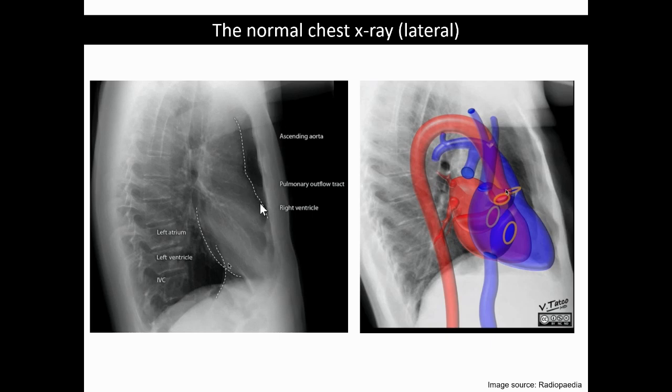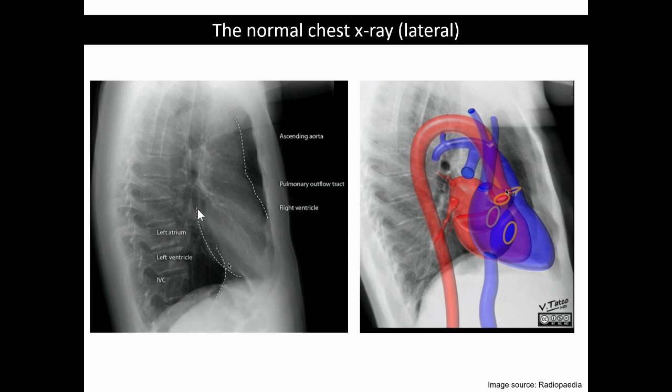Now over here you can see that behind the sternum the right ventricle projects, and then you can see the pulmonary outflow tract, and then the ascending aorta, and on the top in the midline you can see this column of air which is caused by the trachea. The trachea divides up at around here, and you can see two smaller air columns which are caused by the left and right main bronchi.